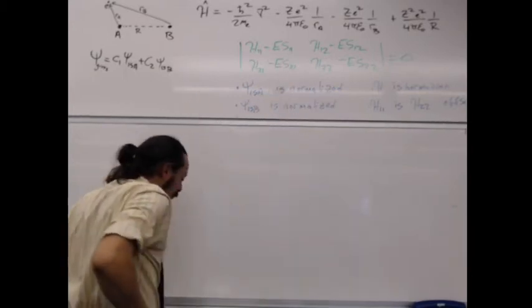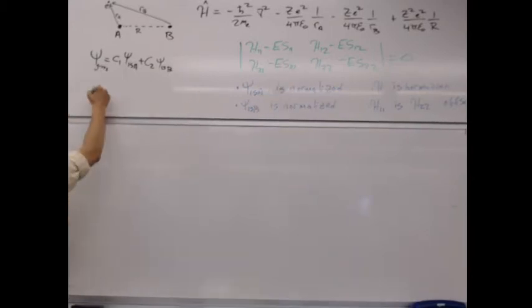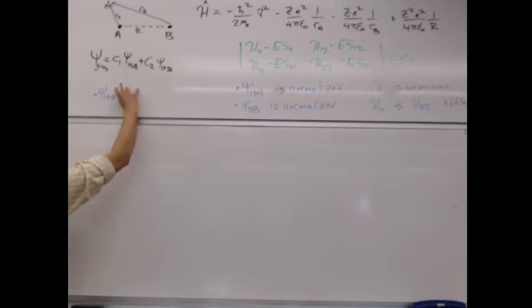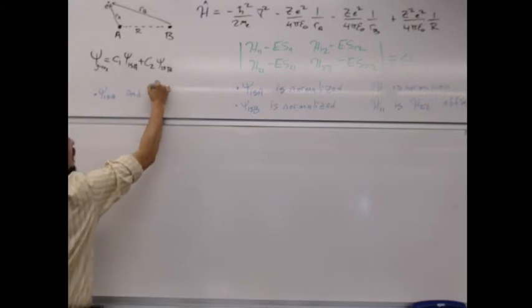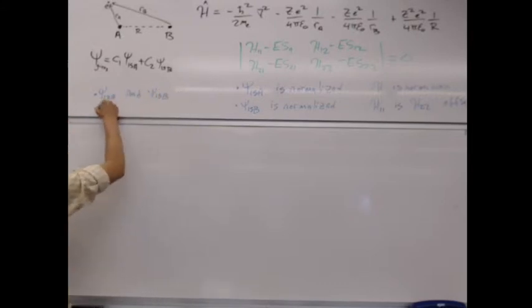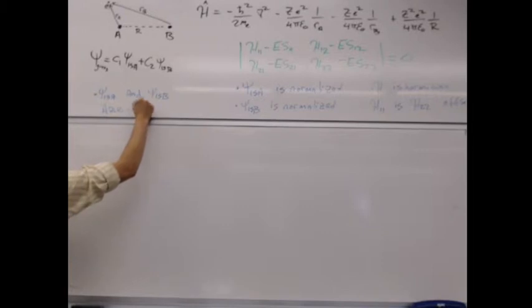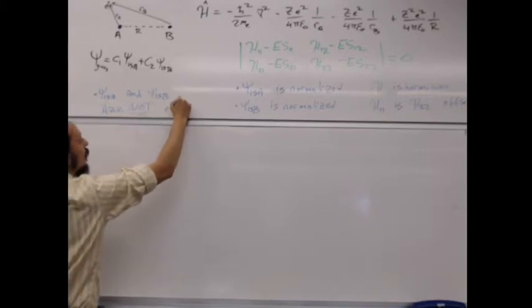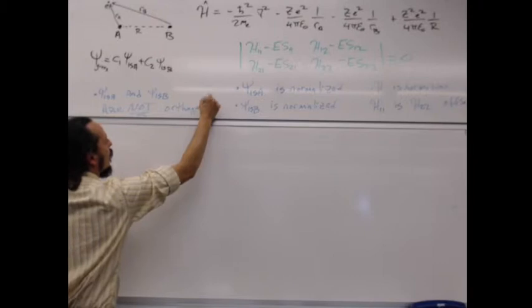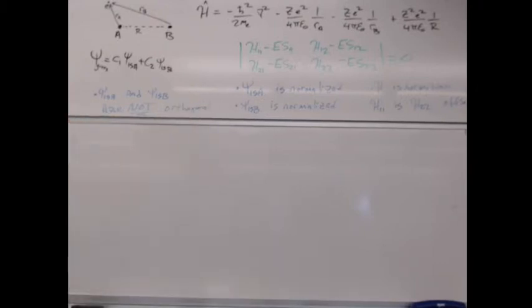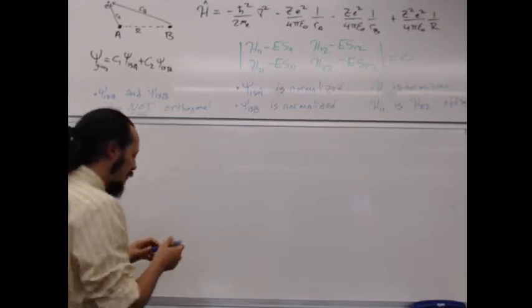The thing that's weird that we have to make sure we understand is psi 1sa and psi 1sb are not orthogonal. They're not orthogonal to each other because they have a positional offset, right? They're not on the same position, so they're not going to be orthogonal to each other. So we've got some simplifications that we can do to our matrix.